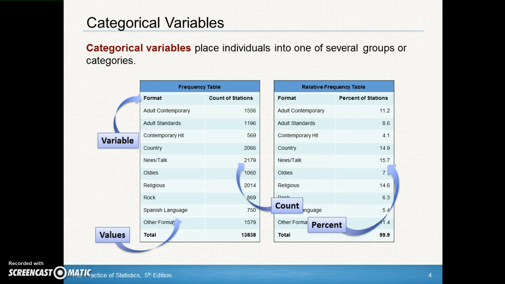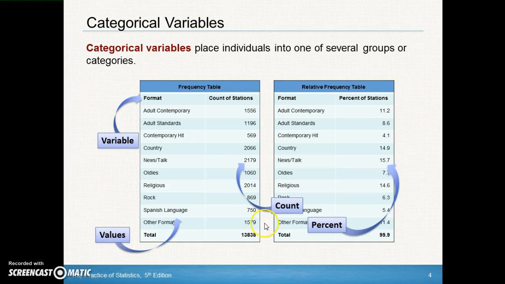And what a relative frequency table does is it displays the same data, but now in terms of percentages. So let's say we wanted to calculate the relative frequency of adult contemporary radio stations. We would take 1,556 divided by the total number of stations, 13,838, and that would give us 11.2%. So the relative frequency of adult contemporary stations is 11.2%. You need to know this difference between a frequency table and a relative frequency table.